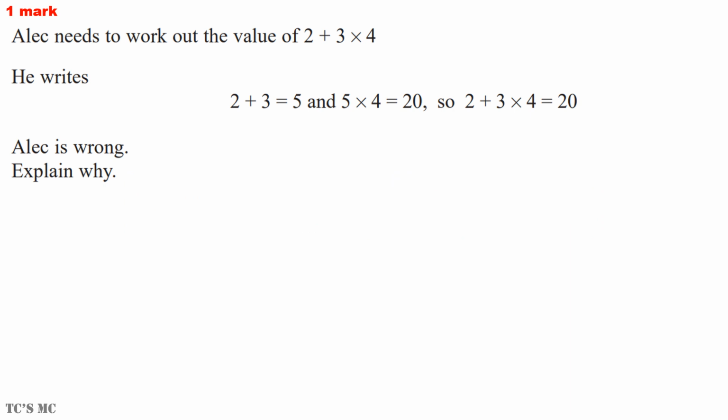Alec needs to work out the value of 2 add 3 multiplied by 4. He writes 2 add 3 equals 5, 5 multiplied by 4 equals 20, so 2 add 3 multiplied by 4 must be 20. Alec is wrong. Explain why.